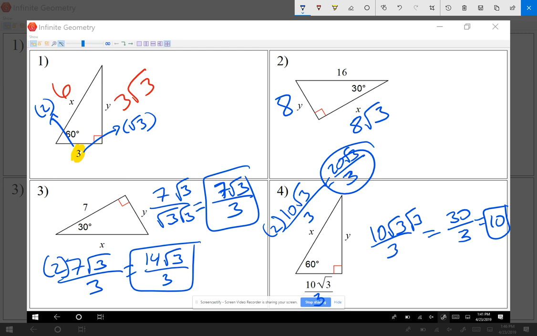So starting from the small side, to get to the hypotenuse, multiply by 2. To get to the other side, multiply by radical 3. And if you're going backwards, instead of multiplied, divide.